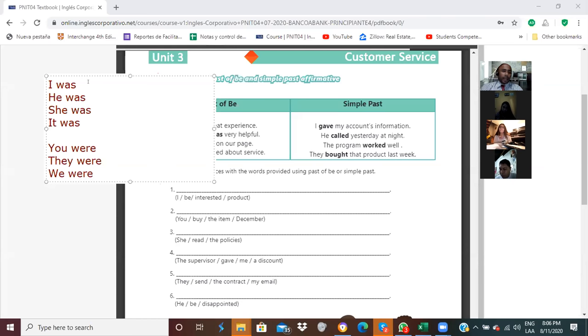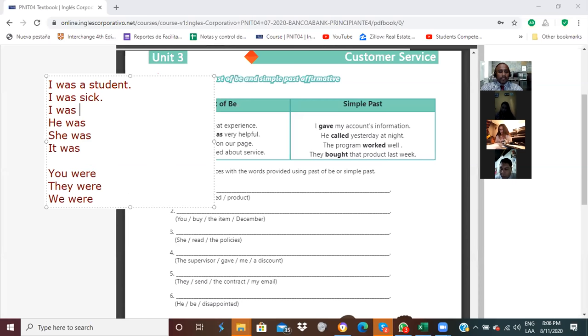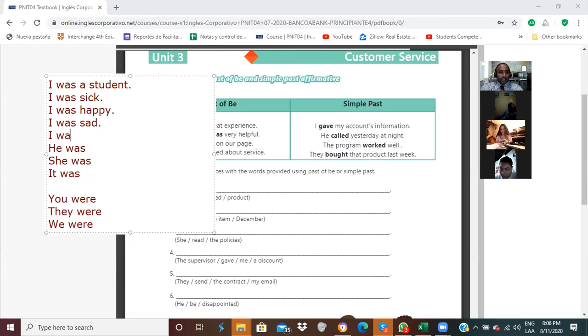For example, I was a student. Yo era un alumno. I was a student. Okay? I was sick. Me sentía enfermo o estaba enfermo. I was happy. Estaba contento. Or I was sad. Estaba triste. O tenía hambre. I was hungry. Right.